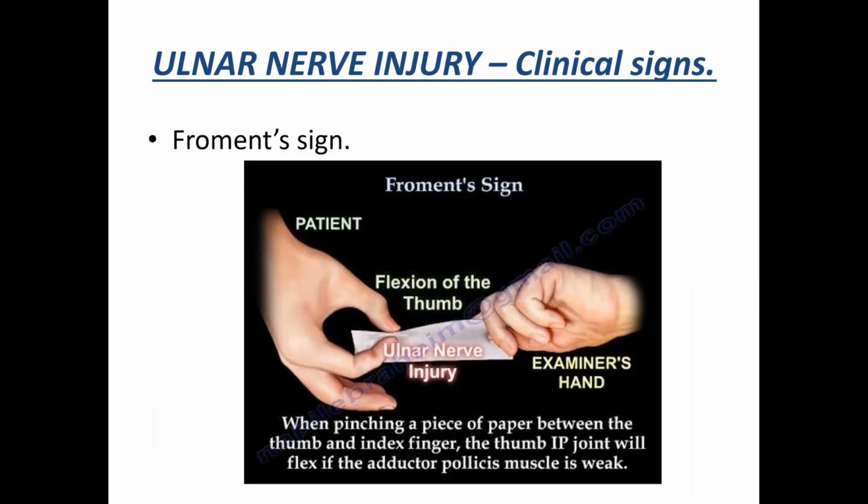The next clinical sign is the Froment sign. In Froment sign, you ask the patient to hold a book or a piece of paper between his thumb and the index finger, and when pinching it, normally a patient would use his strong thenar muscle, which is the adductor pollicis, to grasp the book or the paper. When the adductor pollicis is paralyzed, which is supplied by the ulnar nerve, the patient uses the flexor of the thumb, the FPL, which is supplied by the median nerve, to grasp the book or the paper. This sign is called the Froment sign.